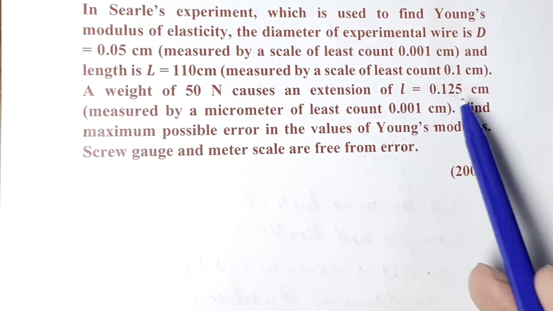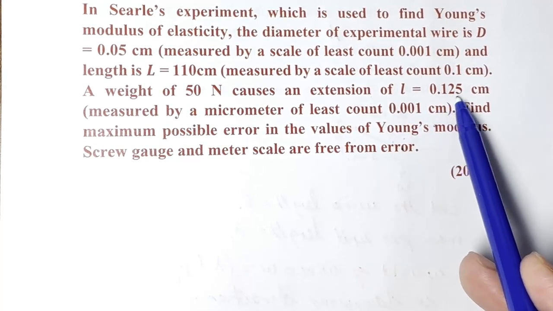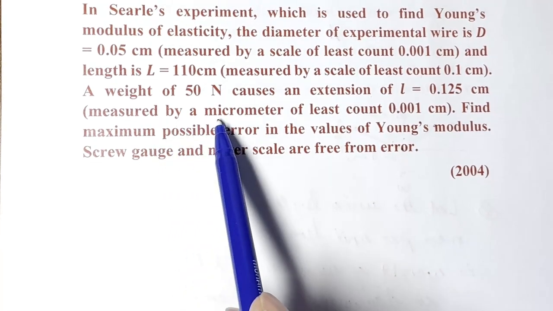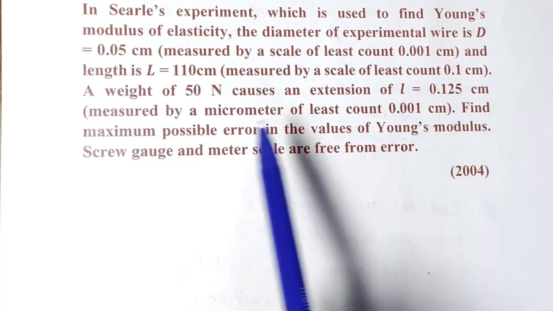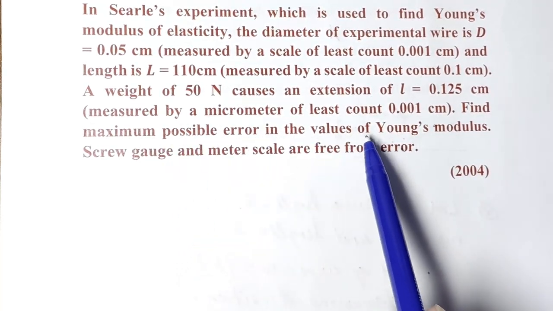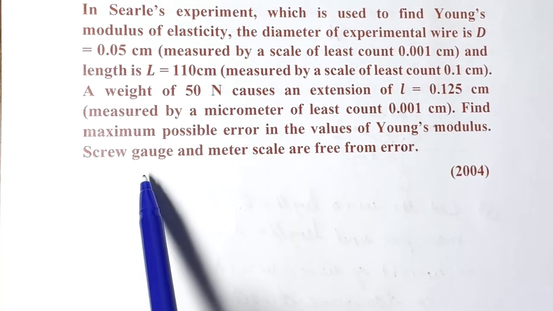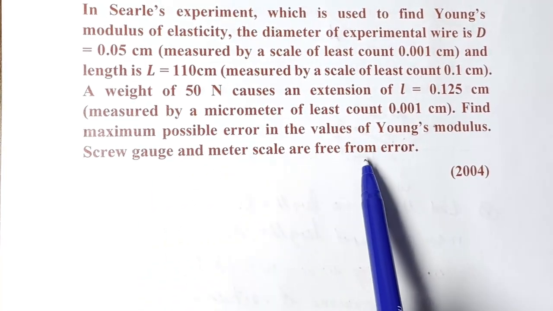l, that is small l, which is equal to 0.125 centimeter, measured by a micrometer of least count 0.001 centimeter. Find the maximum possible error in the value of Young's modulus. Screw gauge and meter scale are free from error.